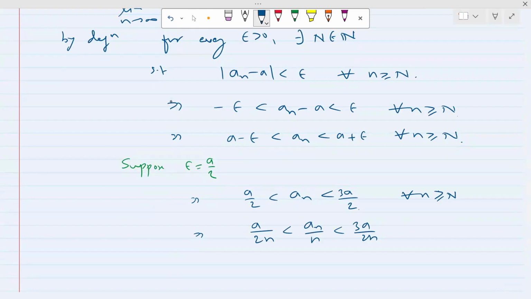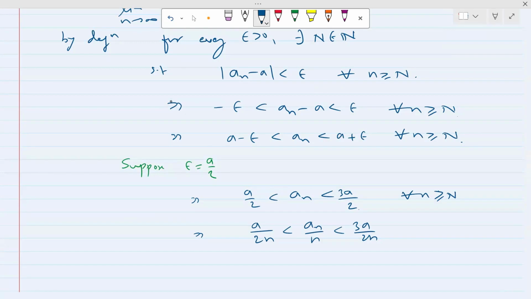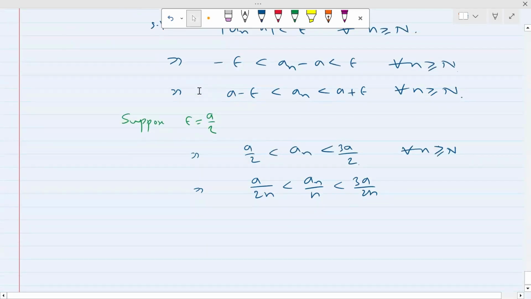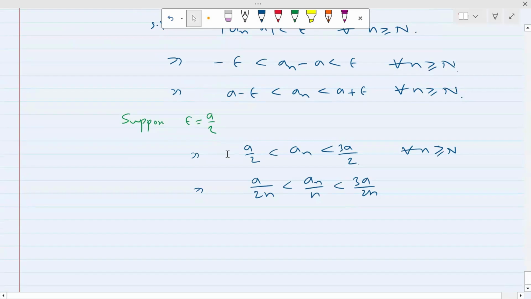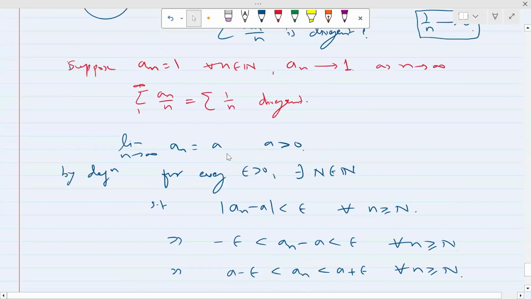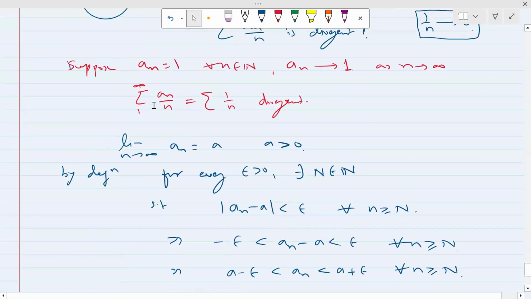Now from this, is it possible to conclude the series divergence? No, no, no. We are applying the squeeze theorem. What will we get after applying the squeeze theorem? Maybe we can conclude that an by n will converge. Yeah, that we already know: an by n goes to 0. We already observed that. We are talking about the series summation an by n.